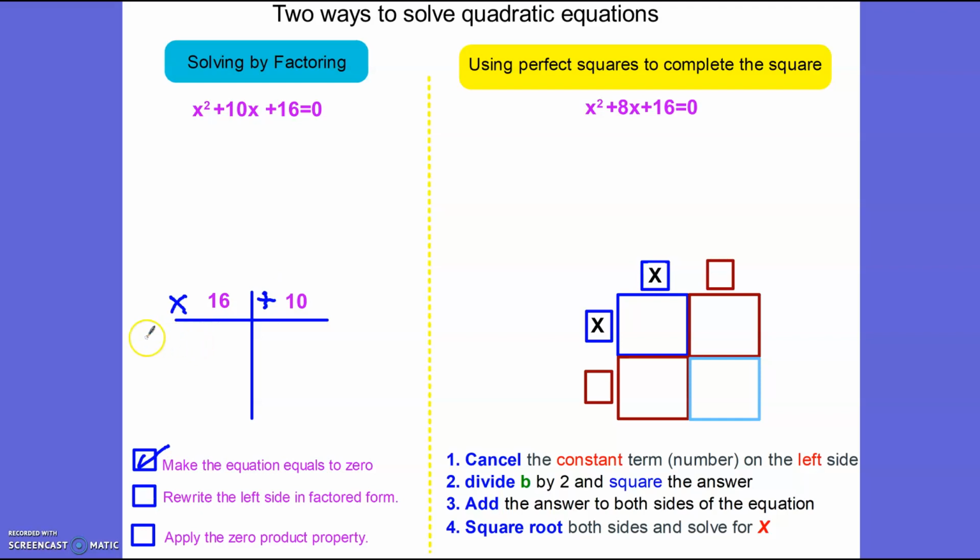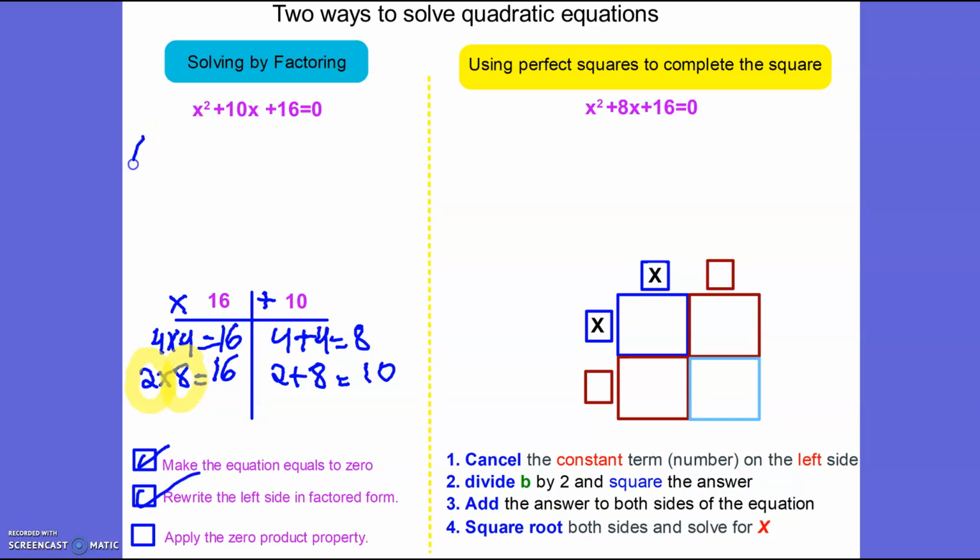So I know that 4 times 4 equals 16, and 4 plus 4 equals 8. So these are not the two numbers that I need. I know that 2 times 8 equals 16, and 2 plus 8 equals 10. So these are the two factors that I need to write my equation in factor form.